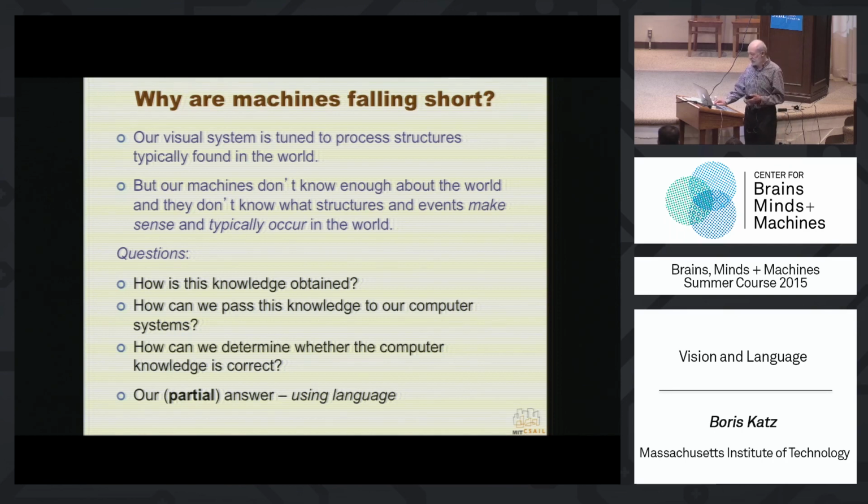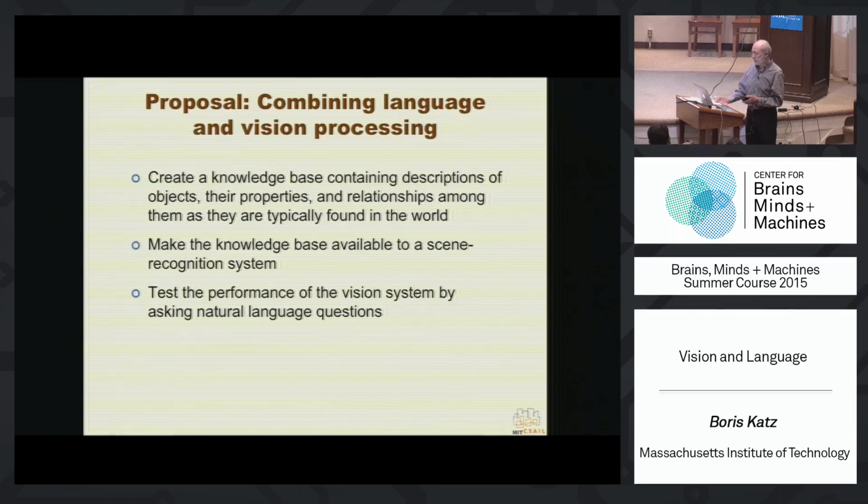But today I will be talking about language and show you what is needed to give knowledge to the machine. So we have a proposal. We would like to create a knowledge base that contains descriptions of objects, their properties, relations between them, as they're typically found in the world. And we want to make this knowledge base available to a scene recognition system. And to test the performance of the system, we will ask natural language questions.